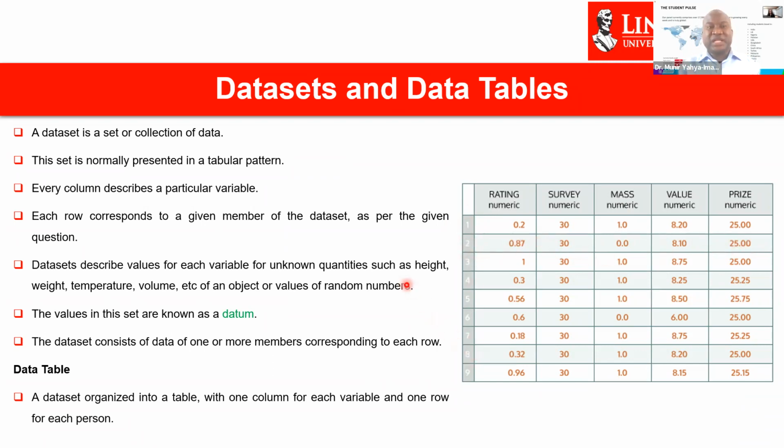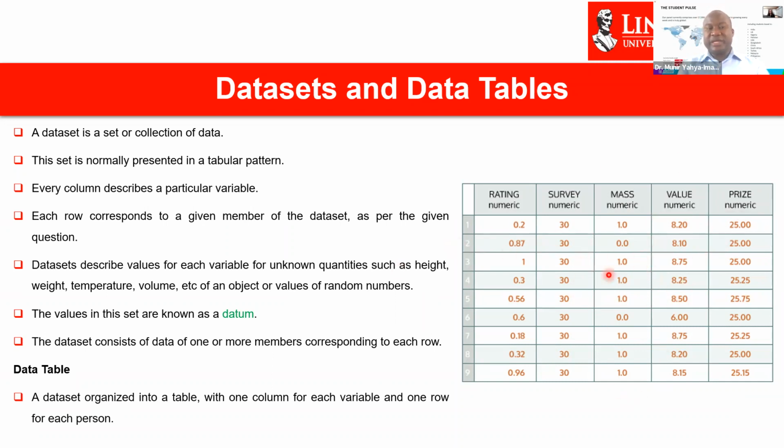values and so on. Now, a data set describes values for each variable for unknown quantities such as height, width, temperature, value, etc. of an object, or values of random numbers. The values in this set are known as datum. These are datum, what you have inside this orange color. Then the data set consists of data of one or more members corresponding to each row. These are data sets, okay?